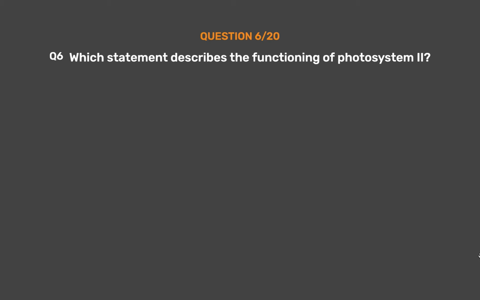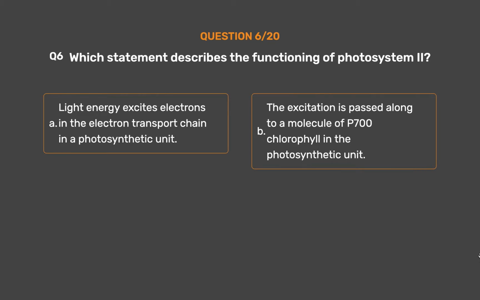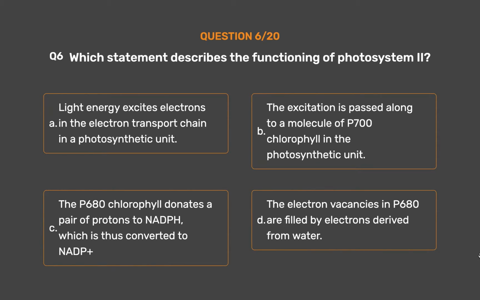Question number 6. Which statement describes the functioning of photosystem 2? Option A. Light energy excites electrons in the electron transport chain in a photosynthetic unit. Option B. The excitation is passed along to a molecule of P700 chlorophyll in the photosynthetic unit. Option C. The P680 chlorophyll donates a pair of protons to NADPH, which is thus converted to NADP+. Option D. The electron vacancies in P680 are filled by electrons derived from water.